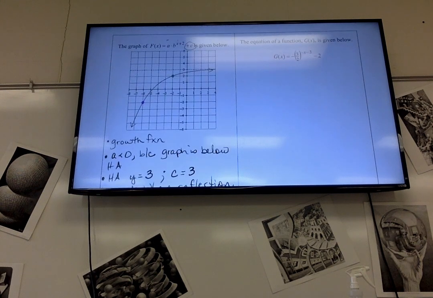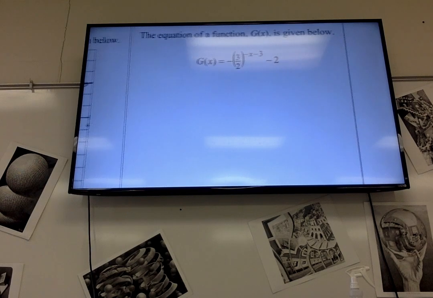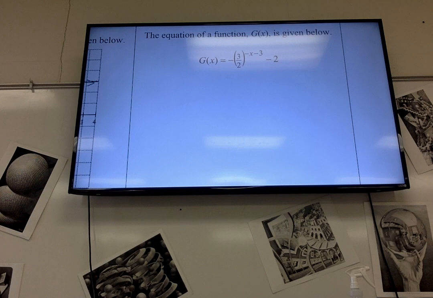Now on the other side, they give us the equation. So let's figure out some things we know about this equation. Okay, there are 2 reflections, an x-axis and a y-axis reflection. Okay. Y equals negative 2 is the horizontal asymptote.